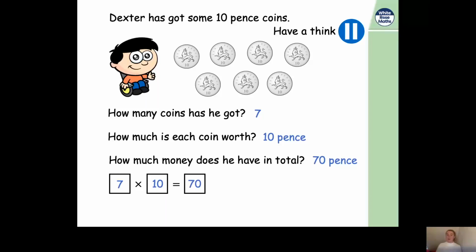Now, because we know that, what other multiplication number sentence can we do? Yes, that's right. We can also do 10 multiplied by 7 equals 70. Now, if you saw that question, you might panic because you don't know the 7 times table yet. But that's okay, because remember, you can use commutative law and change it from 10 multiplied by 7 to 7 multiplied by 10, and you will get the same answer.